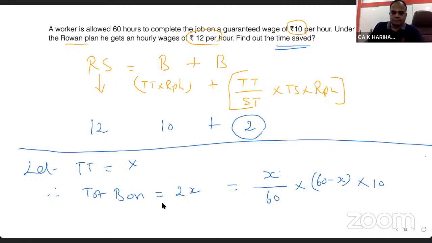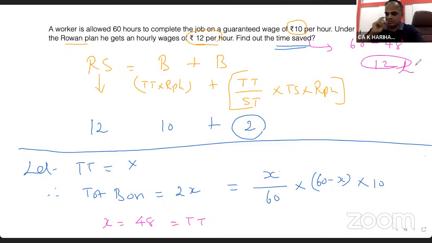So the answer: x is equal to 48. 48 is the time taken. The requirement of the question is time saved. Standard time is 60, whereas 48 hours is the time taken. So time saved comes to 12 hours.